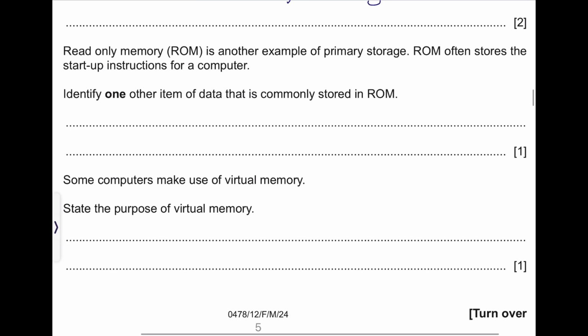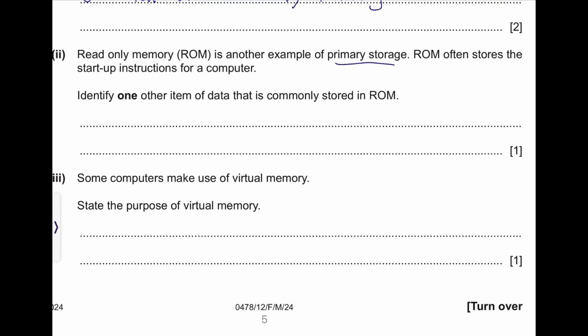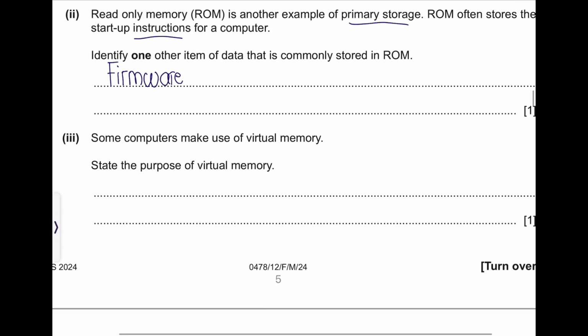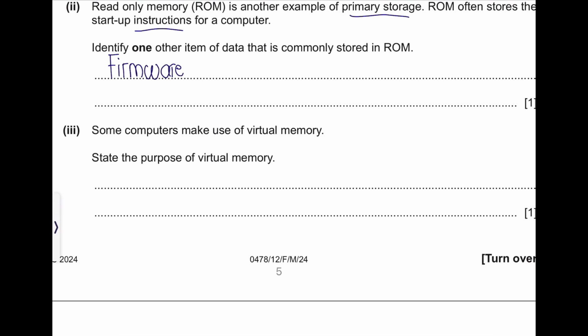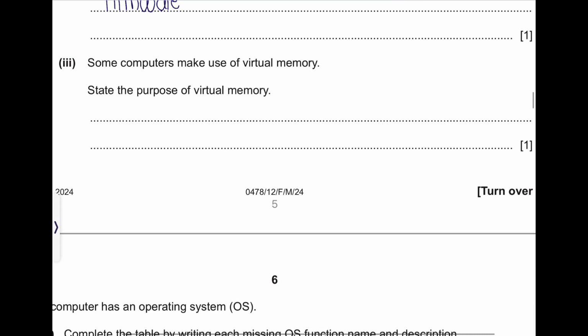It says that ROM is another type of primary storage. ROM often stores the startup instructions. You have startup instructions and you have firmware, which is stored in ROM. Now, firmware is basically a program that provides low-level control for devices. Some computers make use of virtual memory. State the purpose of virtual memory.